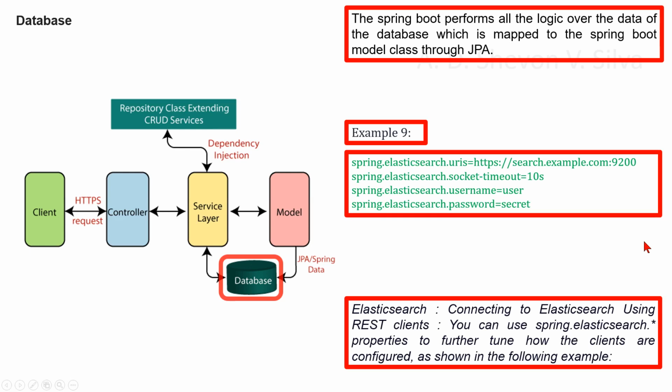Additionally, Spring Boot provides support for a reactive client from the org.springframework.data:spring-data-elasticsearch module. By default, the clients will target localhost:9200. You can use spring.elasticsearch.* properties to further tune how the clients are configured, as shown in the following example.